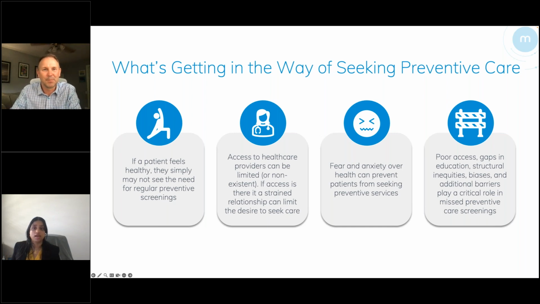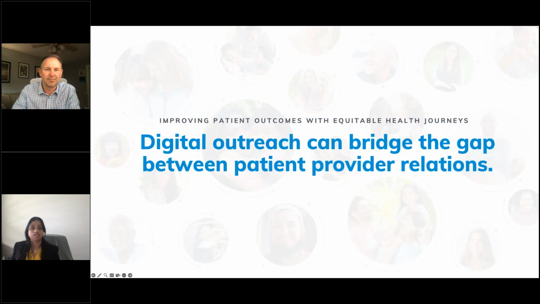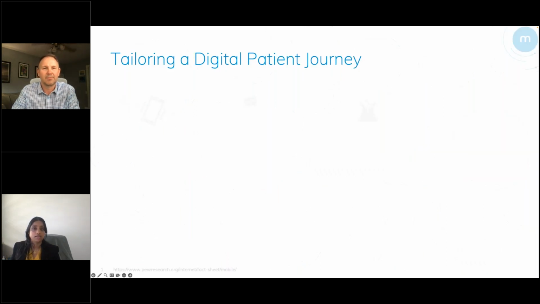Yeah, absolutely. And when you have these barriers, it can kind of feel overwhelming. You don't know where to begin. But honestly, I think there is something that we can do. And I think that's something we really leverage here at mPulse, and it's digital outreach. We know that digital outreach can bridge the gap between the patient and provider relationship. And when it comes to tailoring a patient journey, it doesn't need to be that hard.